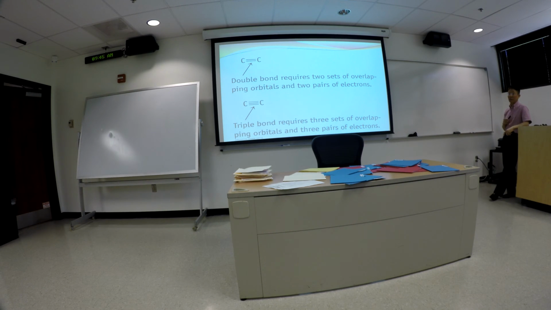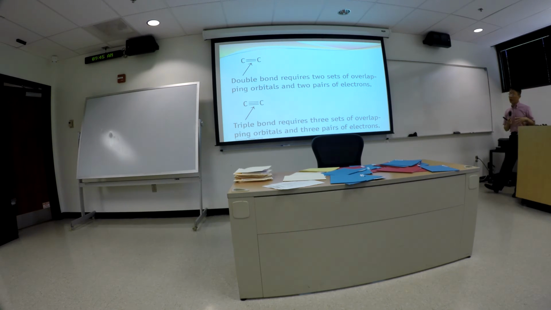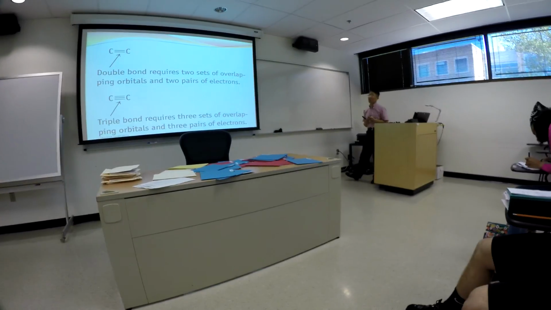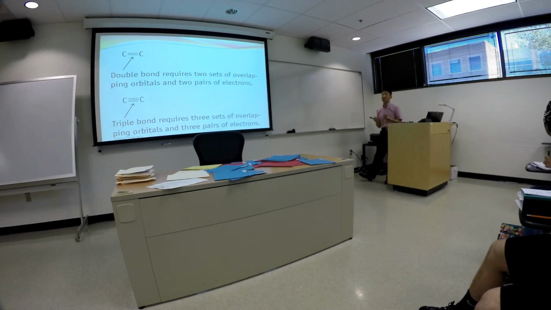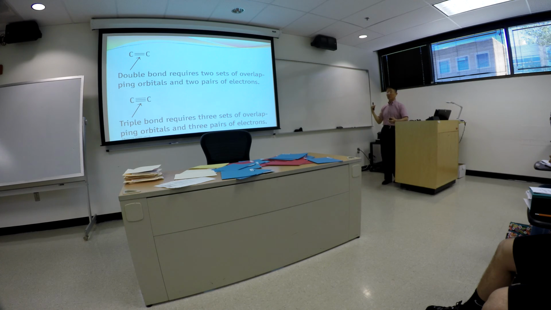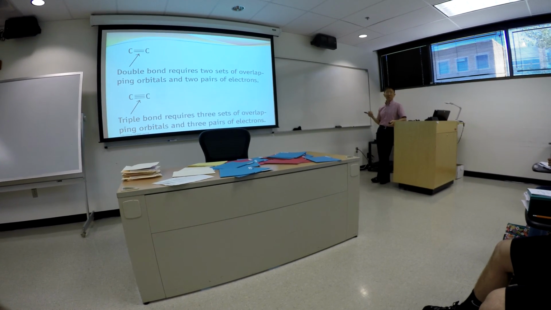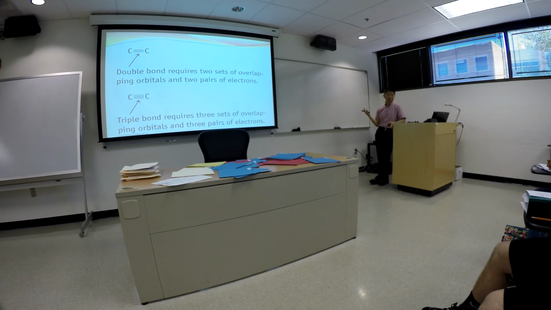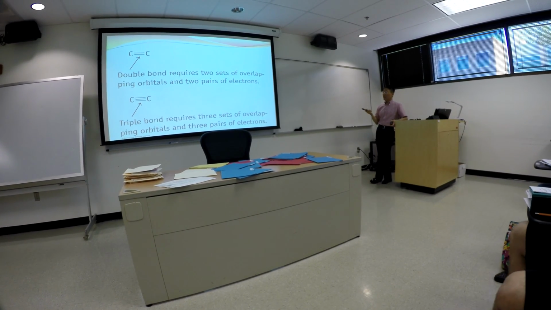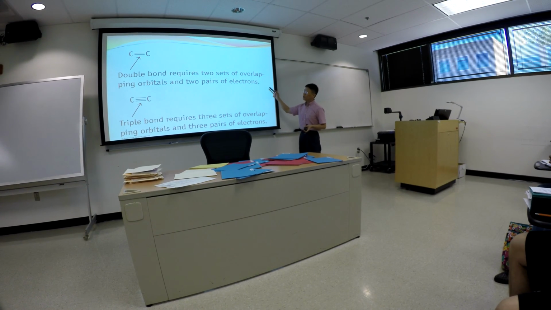Okay, so those are the two different types of overlapping that happens in pretty much all chemical bonds. And the chemical bonds that we know of now, we have single bond, double bond, triple bond, quadruple bond, and so on and so forth. As long as you count the total number of electrons on the central atom, as long as you have 8, or an exception to 8, you can have 10, 12, whatever number of electrons, as long as you have enough space there. So double bond requires 2 sets of overlapping orbitals and two pairs of electrons.